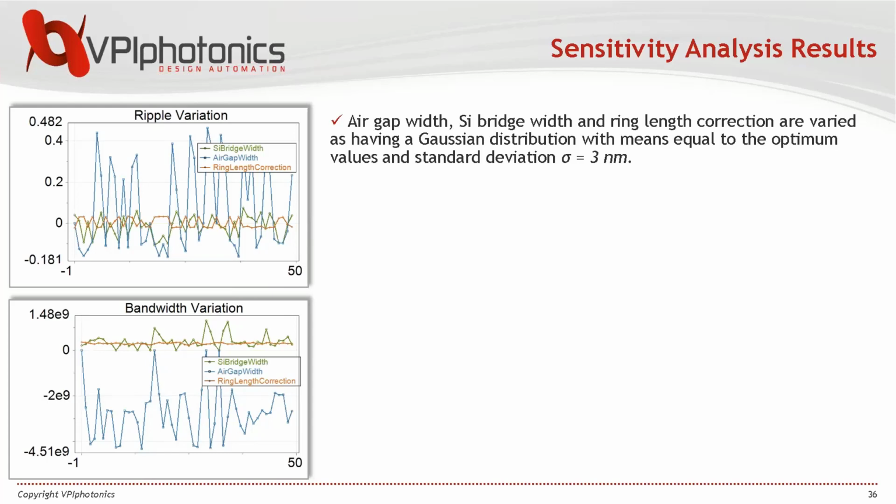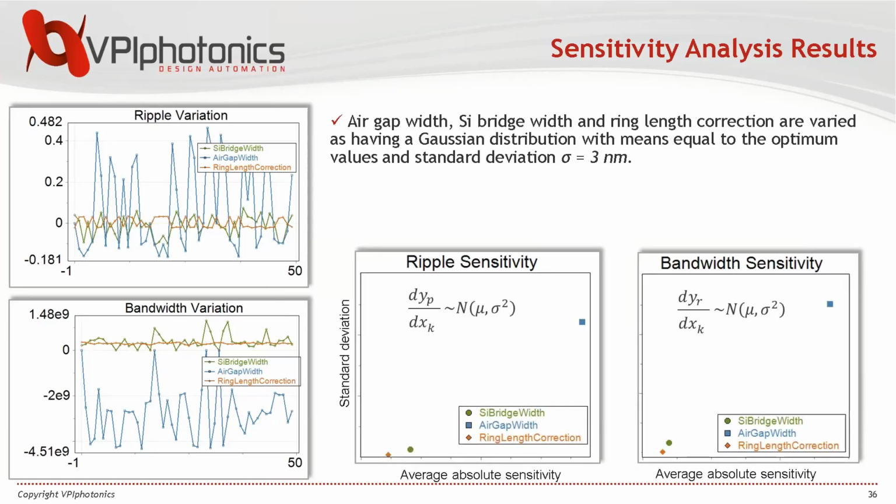So we have air gap widths, silicon bridge widths, and ring length correlation varied, assuming a Gaussian distribution, and also assuming that the derivative of our sensitivity will also have a Gaussian distribution. We can measure the mean value of sensitivity and standard deviation, and this gives us these graphs. It is a really convenient way to visualize how our circuit is sensitive to some parameters.